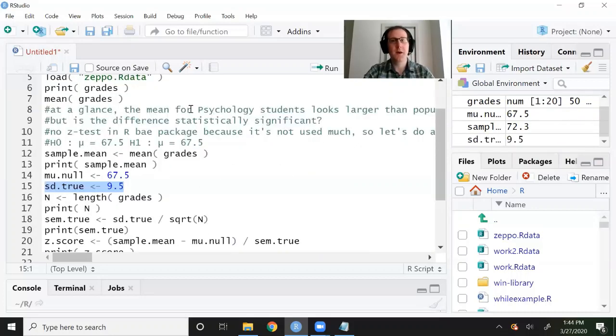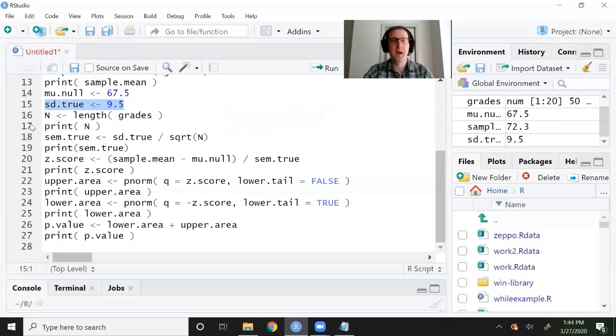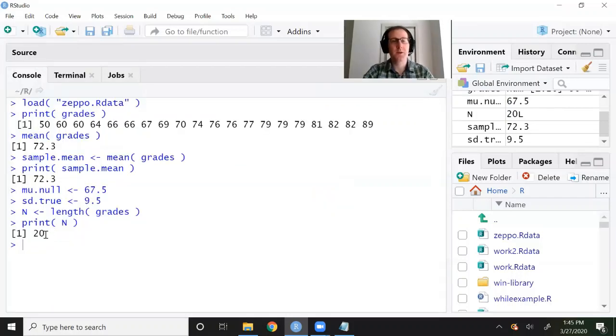Then what we need to know is the sample size. And you'll remember that the length function tells you how many data points there are in a vector. So it's going to look at grades and see, okay, there are 20 grades in this sample. And then we could print that out, and you could see down here that that value is 20.